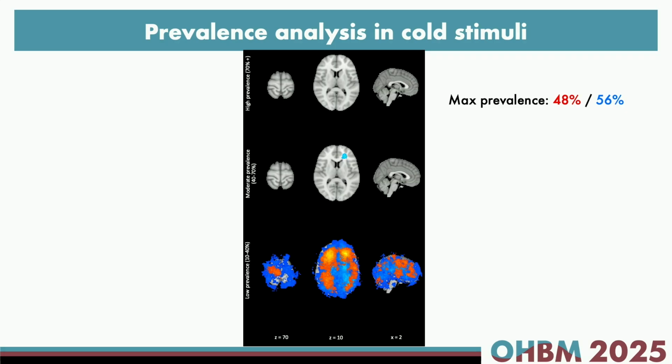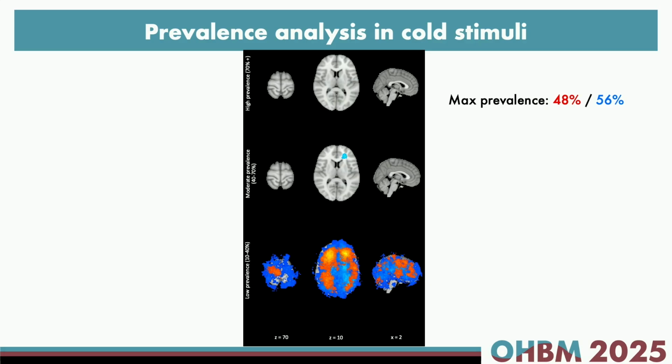The maximum prevalence of participants showing similar patterns of activation was much lower, with a top of 48% for the increased activation and 56% for the decreased activation. And the activation that we see here is mostly in the white matter. Most of the activation is at a low prevalence, and there is a huge overlap between increased and decreased activation, suggesting that there is much more variability in how people process cold pain.